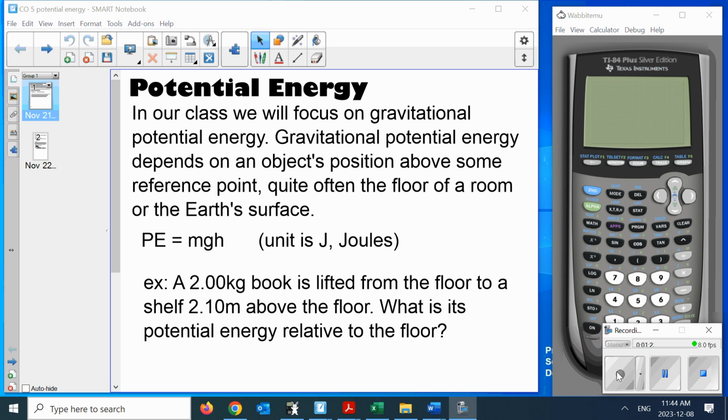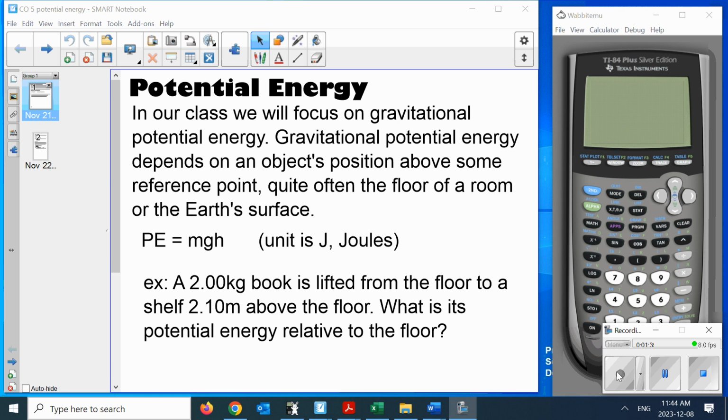You know what? Here's where it gets interesting eventually. I can drop this, and it's all going to convert to kinetic energy as it drops, right? We'll combine those two things later. Okay? Now this is how simple it is right here.